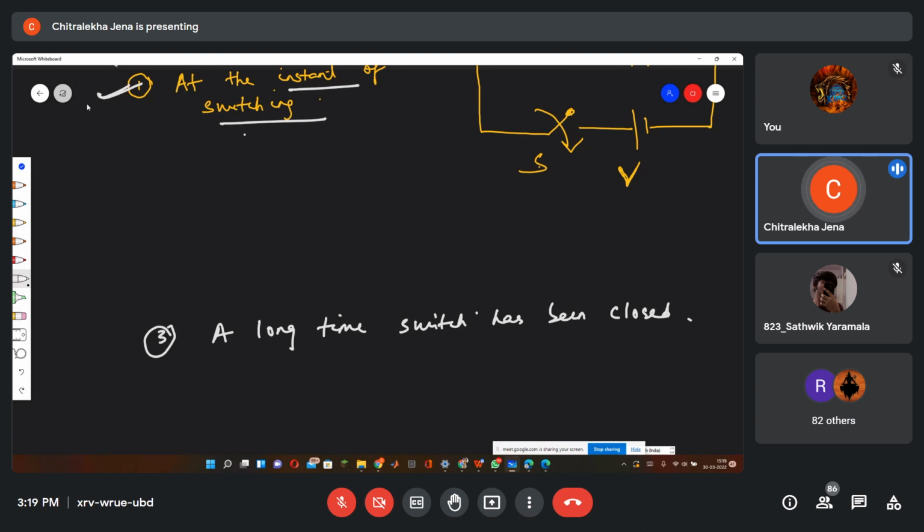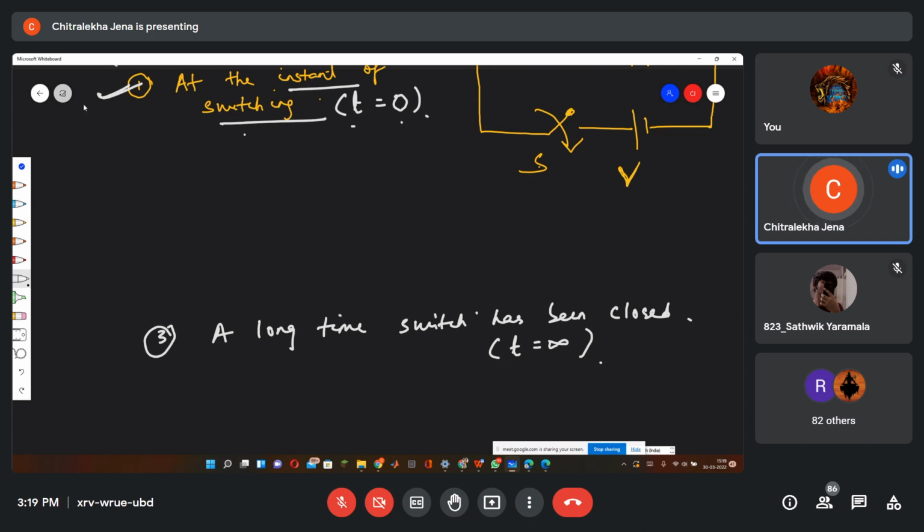Second, at time t equal to 0, we are closing the switch. After a long time the switch has been closed, we will take t as infinite. What will be the condition of the circuit? What is the potential difference? What is the current? Etcetera, we will find it out.